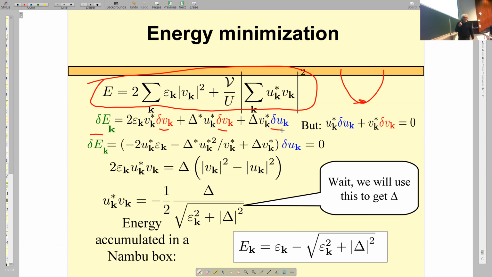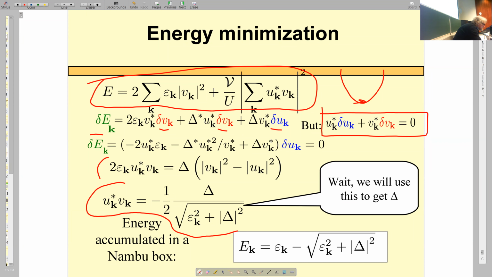Okay, but now I have to recall that variations of U's and V's are not unrelated, because they have to satisfy the normalization condition. So here we are. Good. Then instead of varying separately in delta V and delta U, you can just vary in delta U. Here we are. We expressed products of U's and V's in terms of delta. We also can compute with the same method the energy which is accumulated in a given number box.